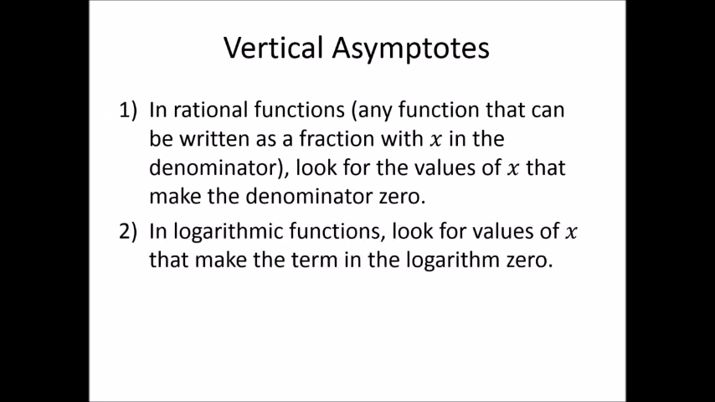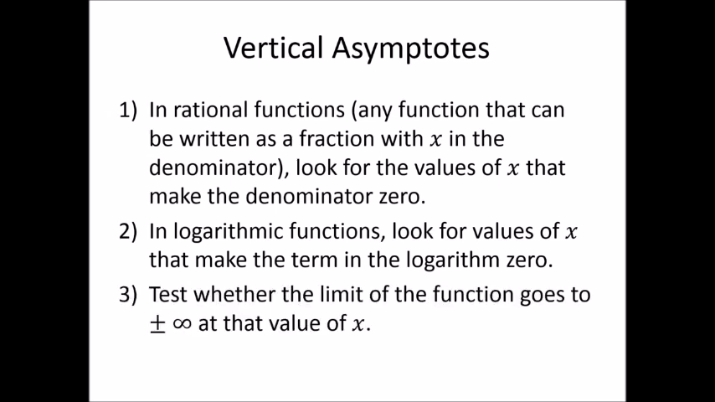If you have a logarithmic function, you're going to look for what values of x make the term inside of the logarithm 0. In either case, what you want to look at to tell if there is a vertical asymptote when that happens, you're going to test whether the limit of the function goes to positive or negative infinity at that particular value of x.